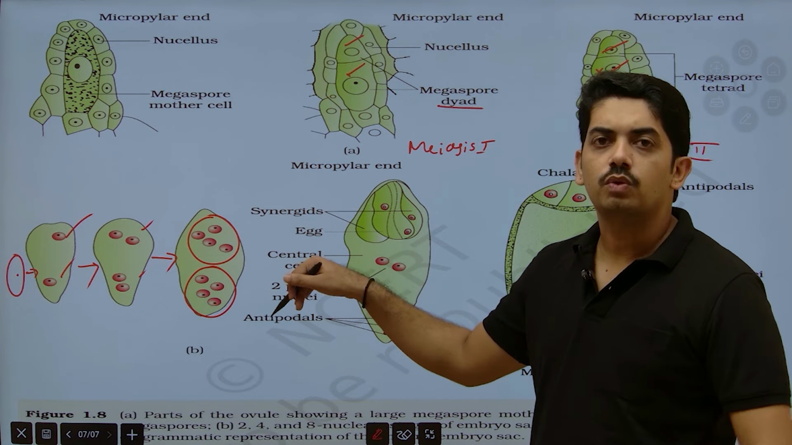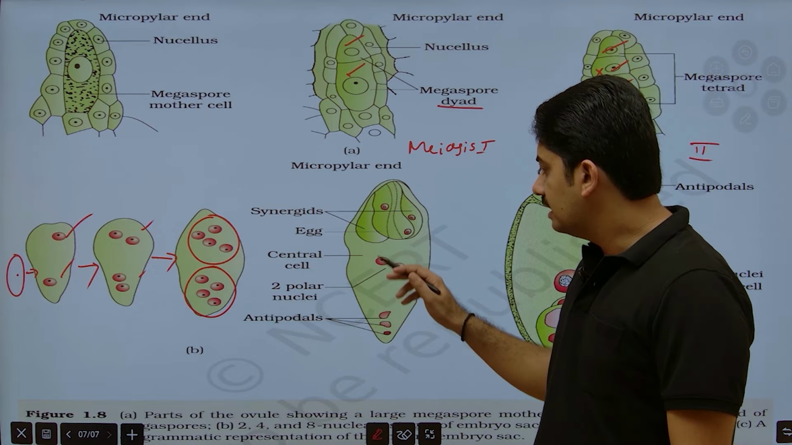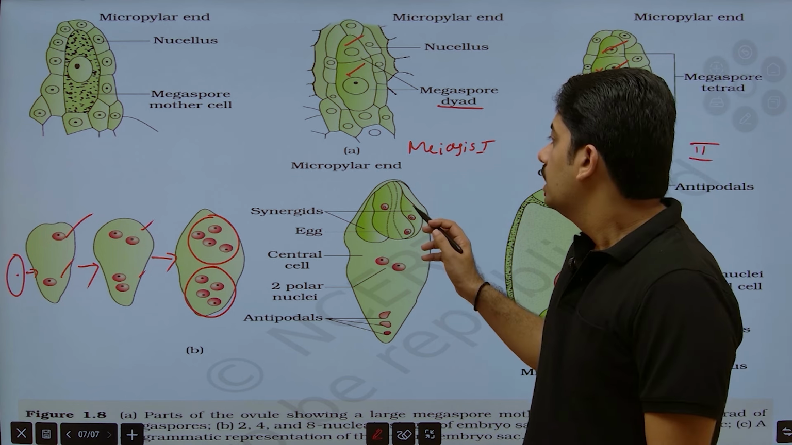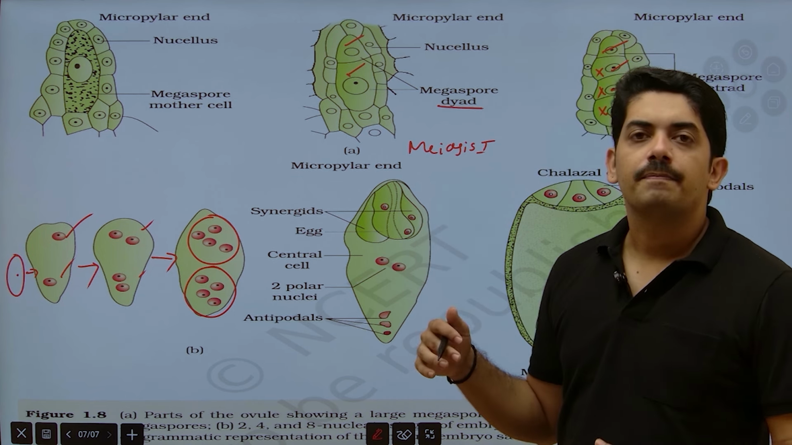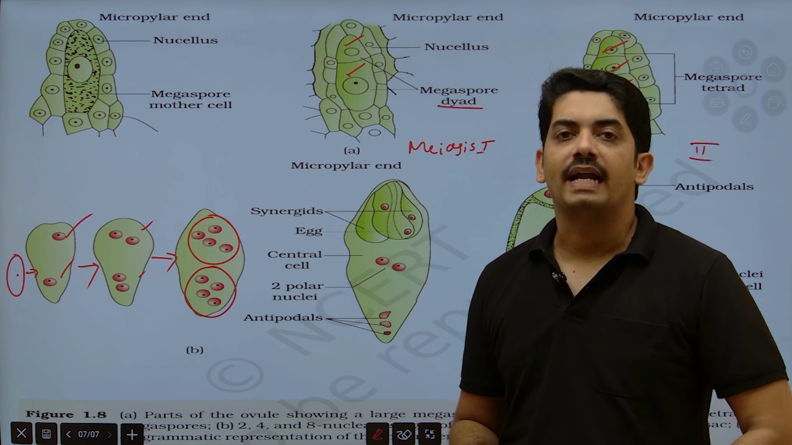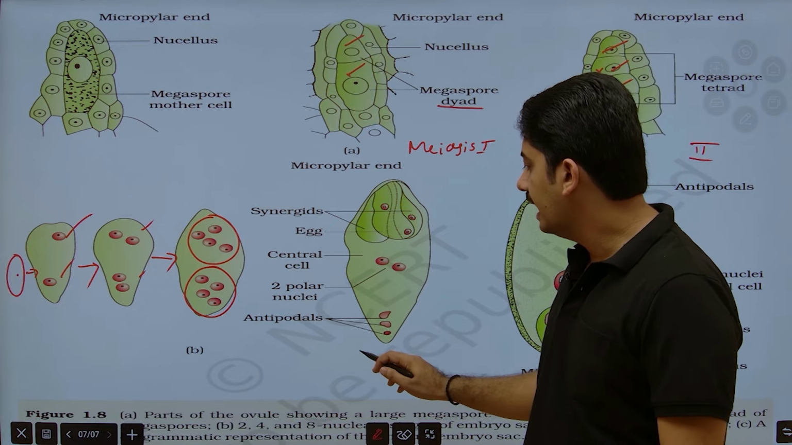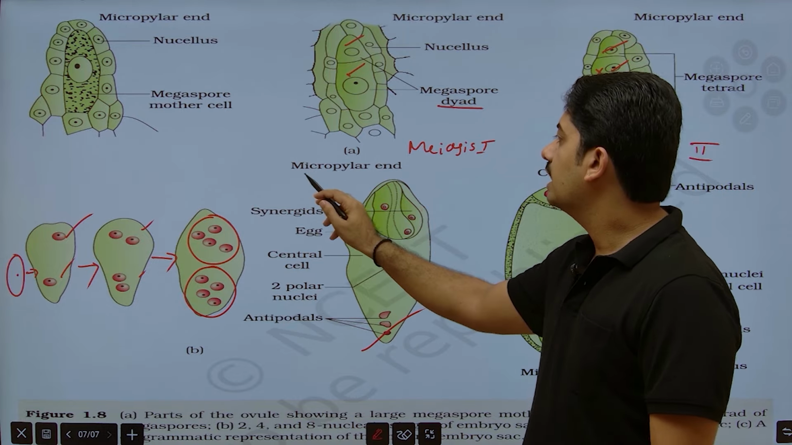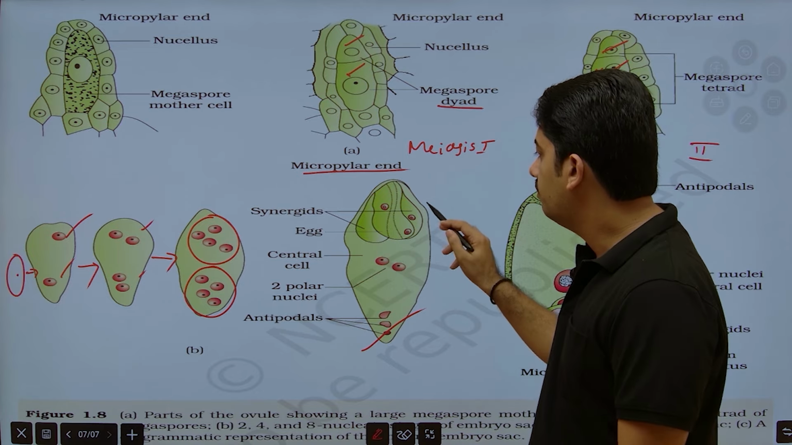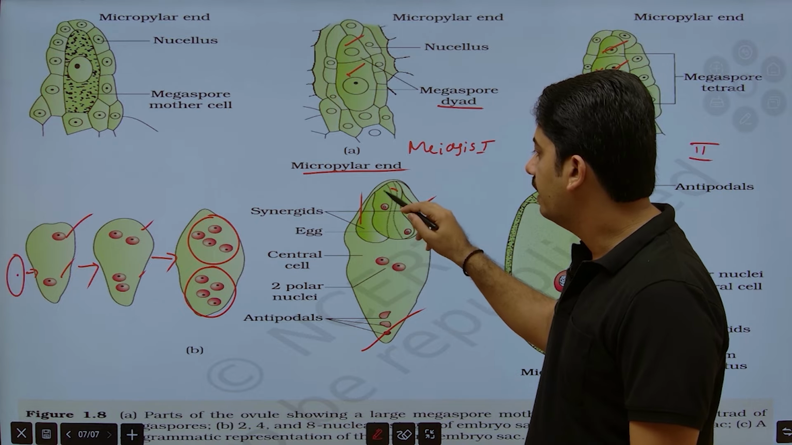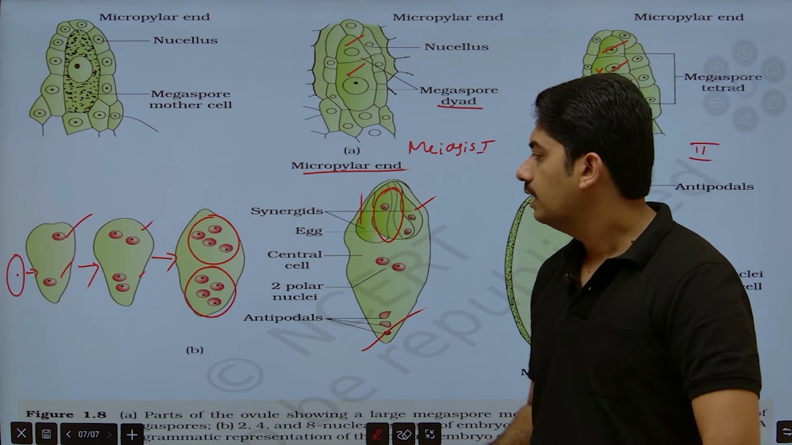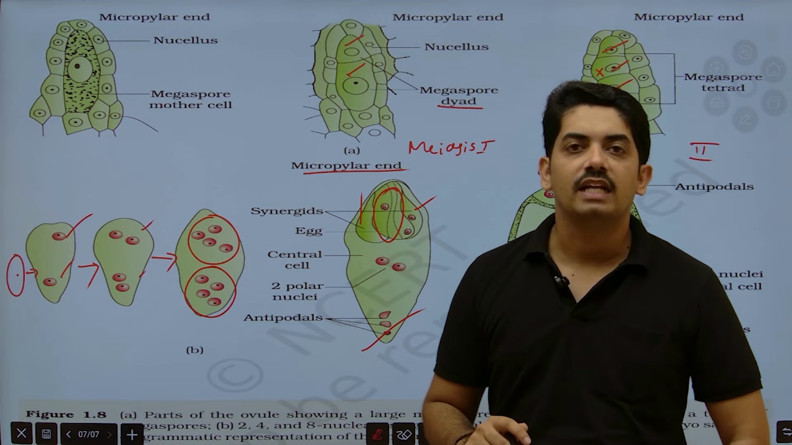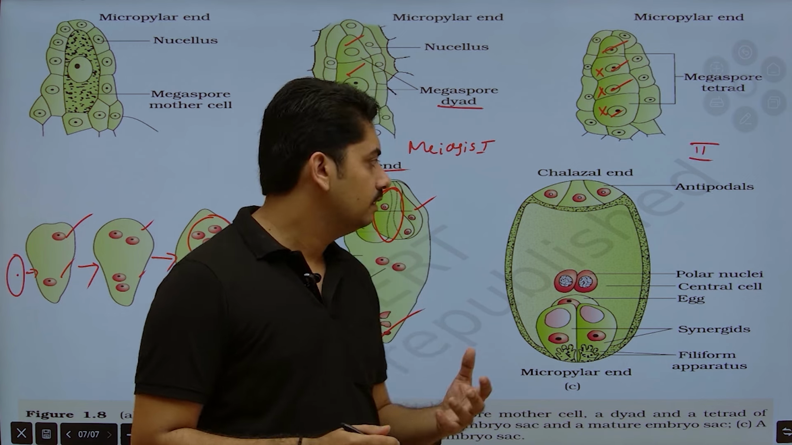Now once the 8 nuclei are formed, the cell starts to form a cell wall around each nucleus. The cells nearer to the chalazal region will become antipodal cells, so they form 3 antipodal cells. This is nearer to the chalazal region. The part nearer to the micropylar region will form 2 synergids and 1 egg cell. These 2 synergids act as cells which provide nourishment to the growing egg.